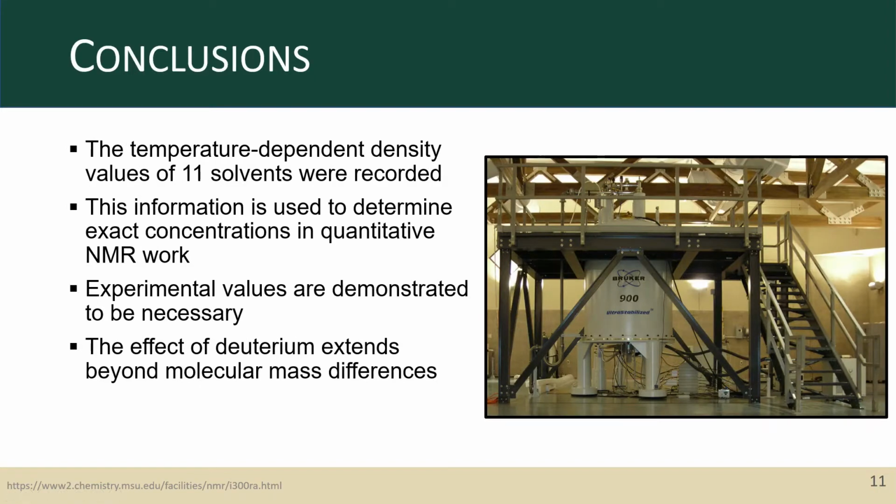In conclusion, we looked at the temperature-dependent density values for 11 solvents. Using this information, you can determine the exact concentrations for use in quantitative NMR work. We showed that experimental values are necessary because it's not easy to predict how the material is going to behave. We also looked at the effect of the deuterium that extends beyond molecular mass differences and actually changes the molar volumes of each species.